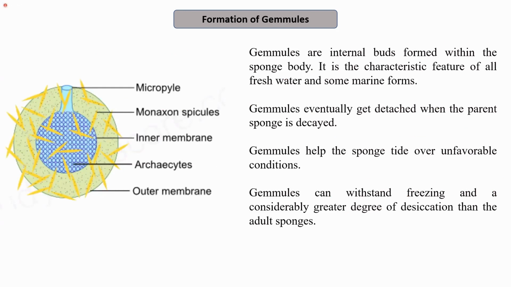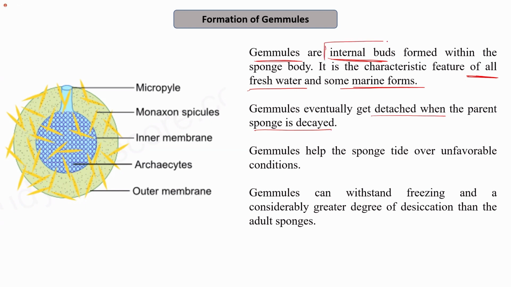The next is the formation of gemmules. Gemmules are the internal buds formed within the sponge body, and it is a characteristic of both freshwater and some marine forms. In all the freshwater sponges, gemmule formation happens, while in some marine forms gemmule formation may also take place. Gemmules eventually get detached when the parent sponge decays. So these are the internal buds.